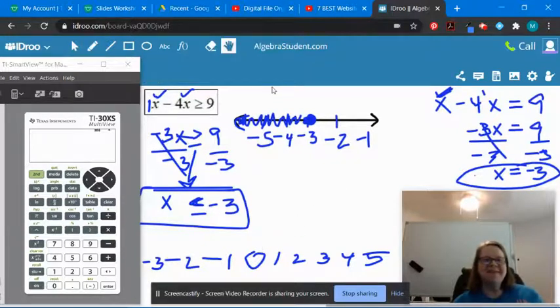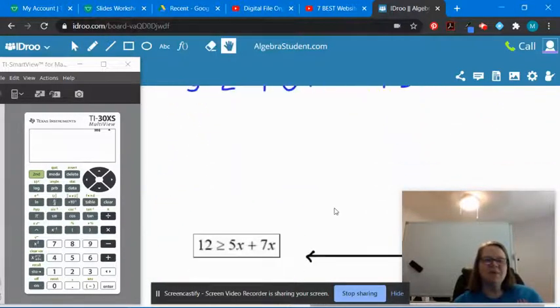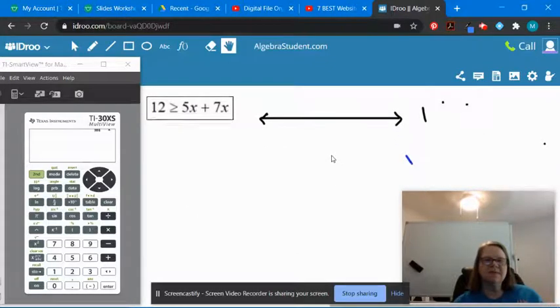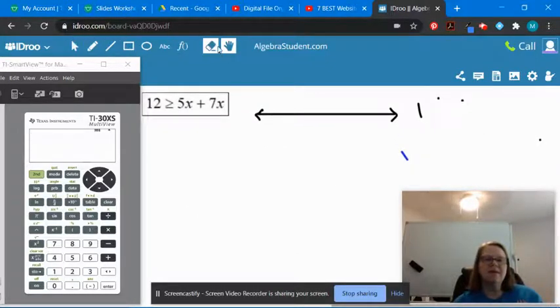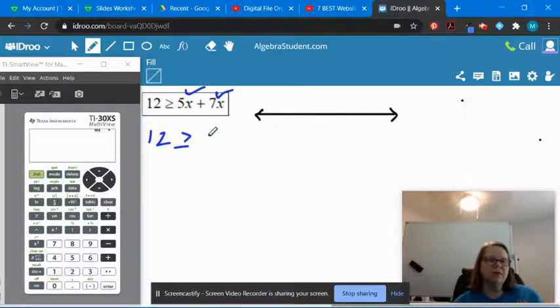For those of you who have stuck around to the end, as promised, let me give you another problem. Let's look at this one without all the little extra marks here. So same thing. We're going to set it up just like an equation. We're going to solve by combining like terms. So we have 12 is greater than or equal to 12x because 5 plus 7 is 12.